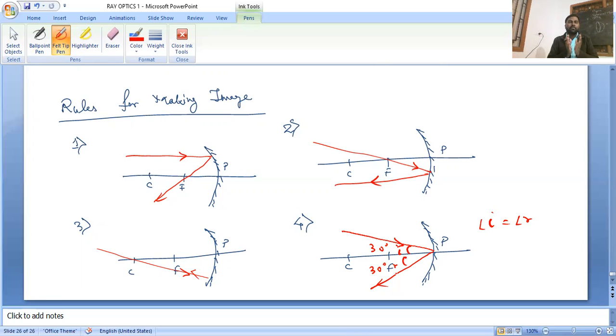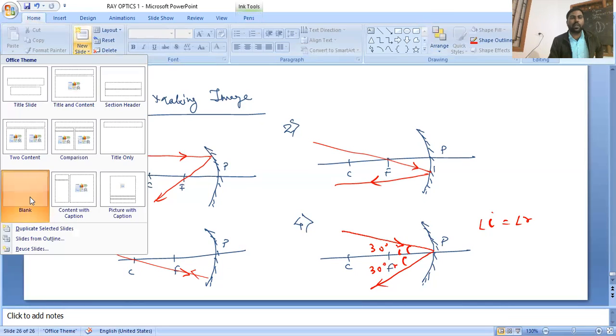For an intersection we need a minimum of 2 rays at least. We can have thousands of rays, lakhs of rays, but minimum 2 rays we need to make an intersection. I am taking an example here. Let's see in a new slide.